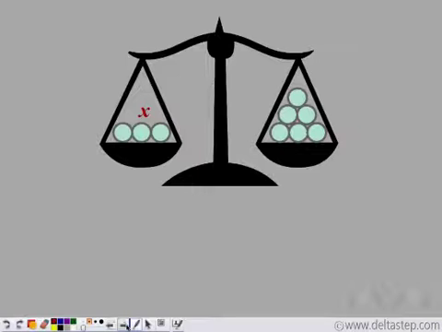Similarly, if we remove equal number of balls from both the sides of a scale, the scale still remains balanced. So, if a weighing scale is initially balanced, and we add or remove equal number of balls from both the sides of the scale, it still remains balanced.